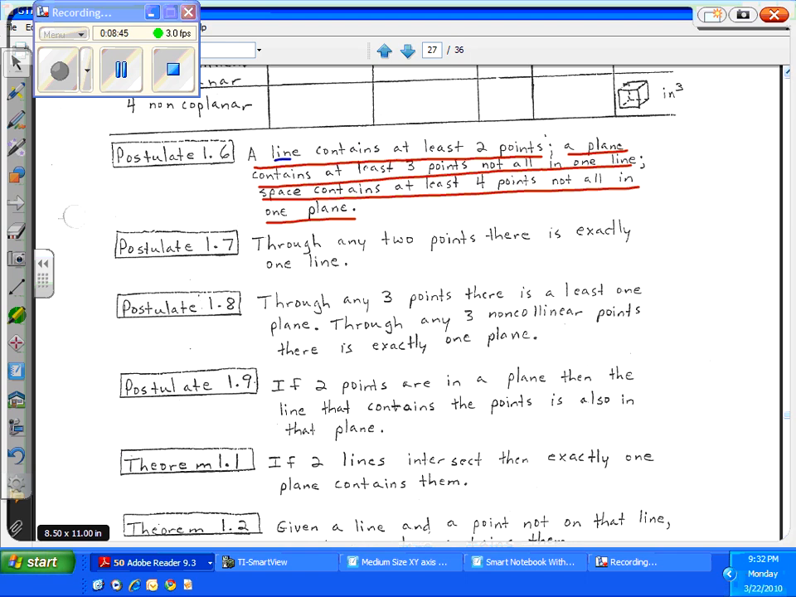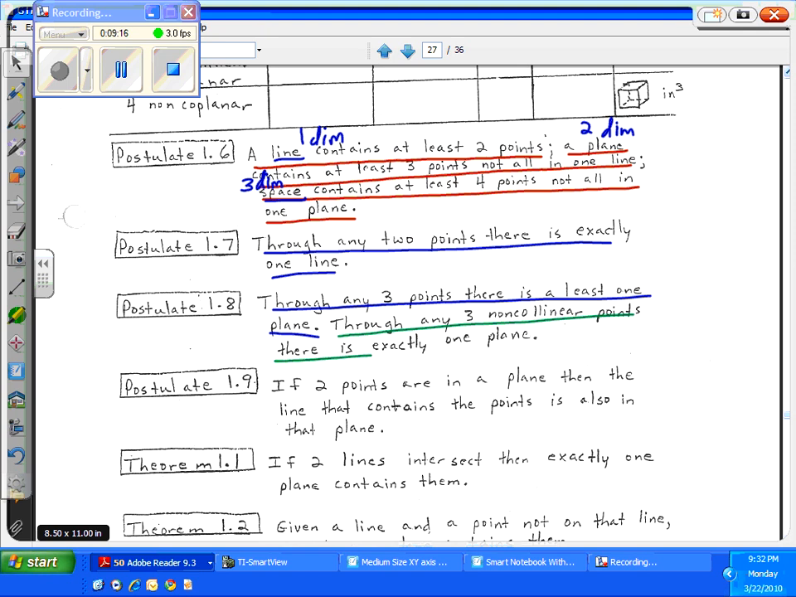When we talk about a line, we're talking about 1 dimension, length. When we're talking about a plane, we're talking about 2 dimensions, length and width. When we talk about space, we're talking about 3 dimensions: length, width, height. Through any 2 points, there is exactly 1 line. Through any 3 points, there's at least 1 plane, but if they're non-collinear, then a plane is determined. Through any 3 non-collinear points, there is exactly 1 plane.